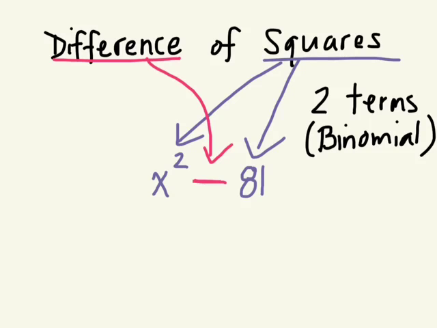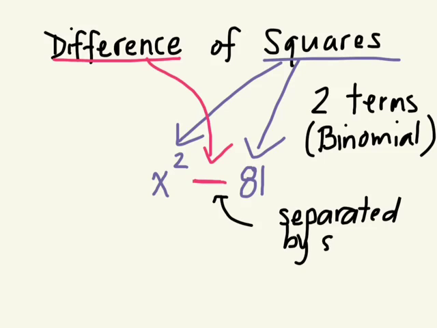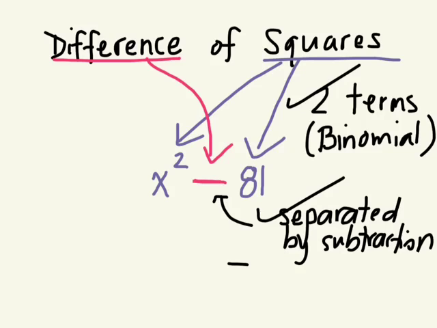Okay, so we just looked at perfect square trinomials. There are only 2 terms here, and they're separated by subtraction. It can't be addition. It has to be a difference, separated by subtraction. So you should have a little checklist. If there are 2 terms, if they're separated by subtraction, and if both terms are square terms, it's a difference of squares. And I'll show you how to factor it.